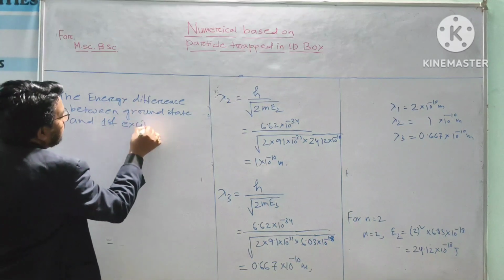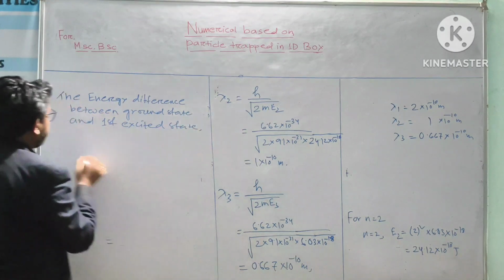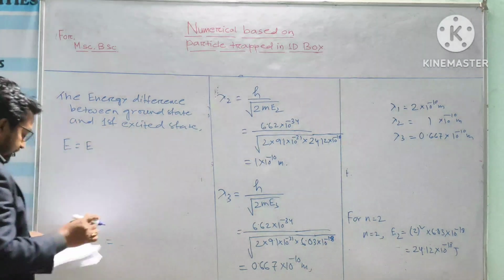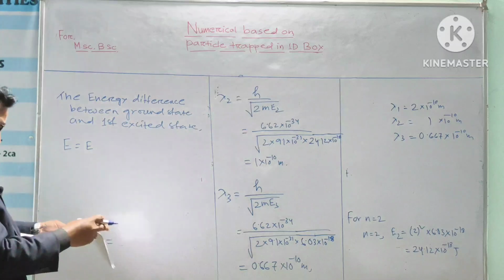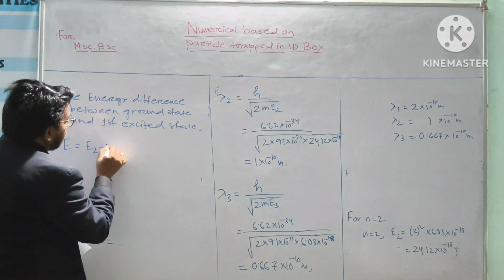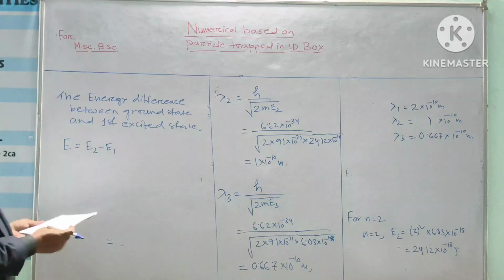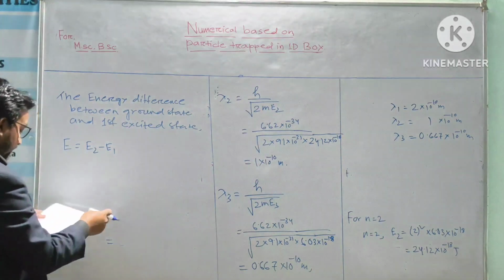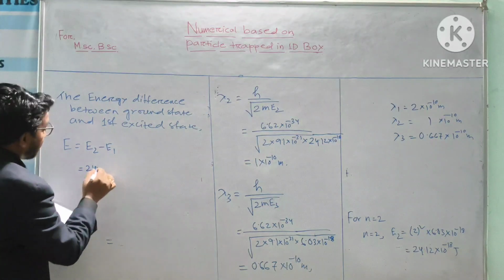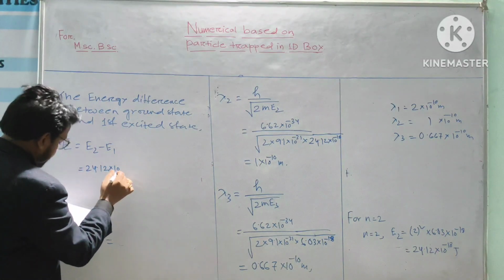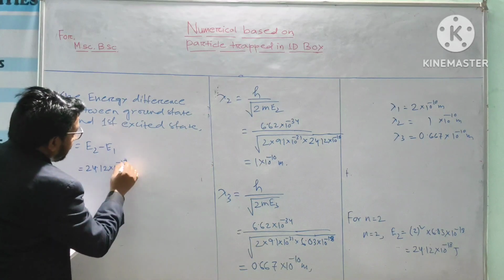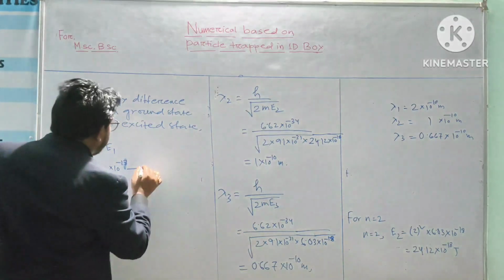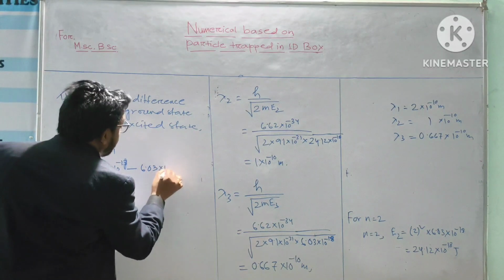For the first excited state, suppose the energy difference is denoted by capital E. So we can write E equals E2 minus E1. We have already calculated the values of E1 and E2. The value of E2 equals 24.12 into 10 to the power minus 18 joule, minus E1. The value of E1 equals 6.03 into 10 to the power minus 18 joule.